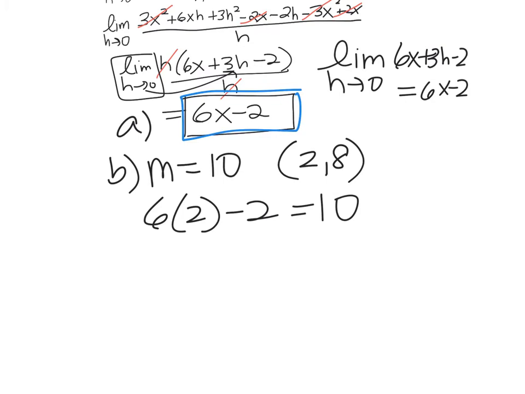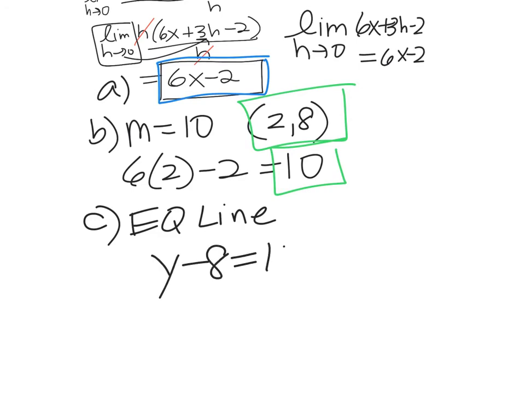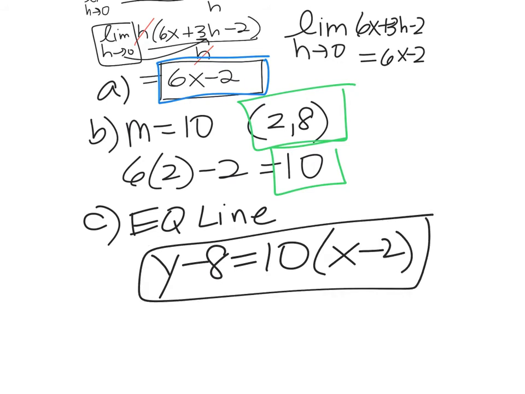Now part C is finally to find the equation of a line. We just did equations of lines when we did our asymptotes in hyperbolas. And so we have a slope right here. We have a point. So let's put this into point-slope form. You know point-slope form? y minus 8 equals 10 times x minus 2. And that would be the equation of the tangent line. Derivative, slope, equation of the line. It's like the first chapter of calculus right here. Well, this is pre-calculus. We're getting ready.